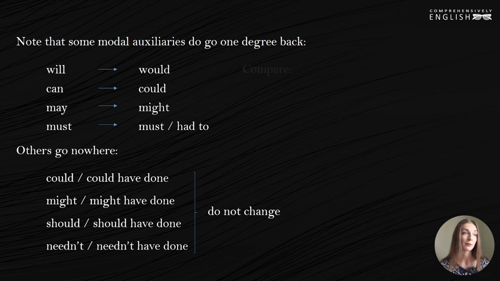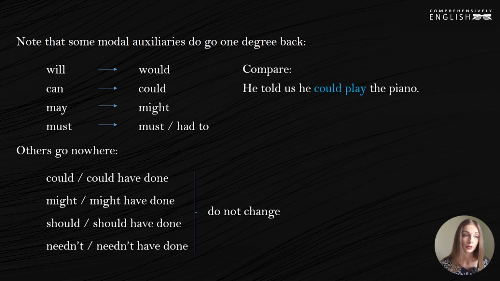Let's look at some examples. He told us he could play the piano. Here we speak about a physical ability of a person to do something, to play the piano. And we understand that the original statement was, I can play the piano.